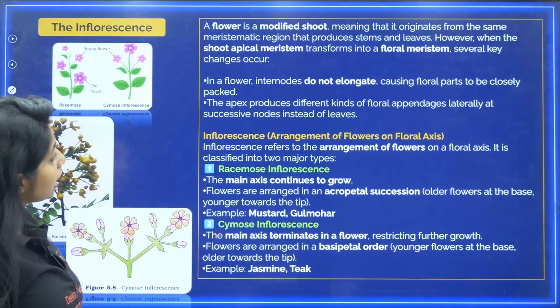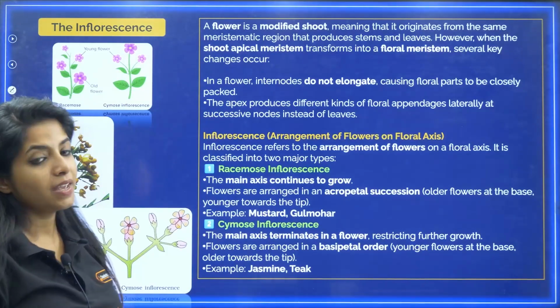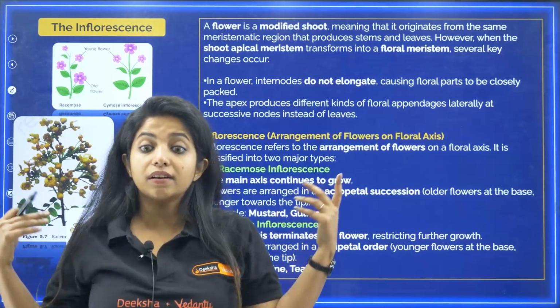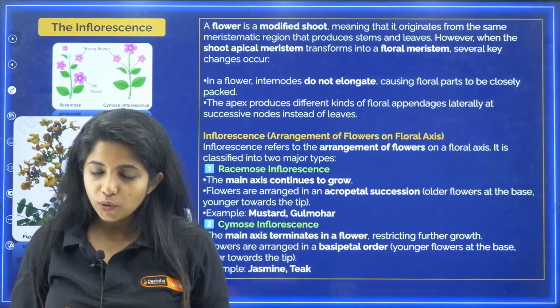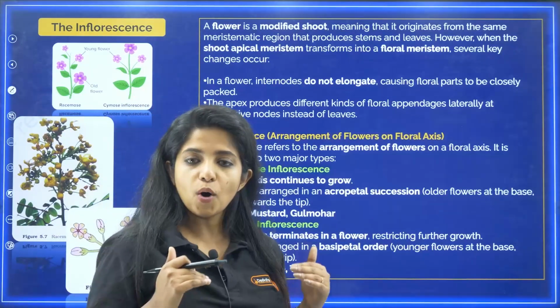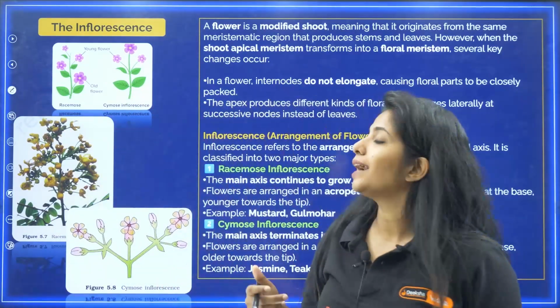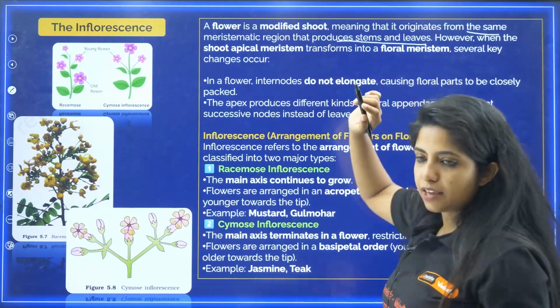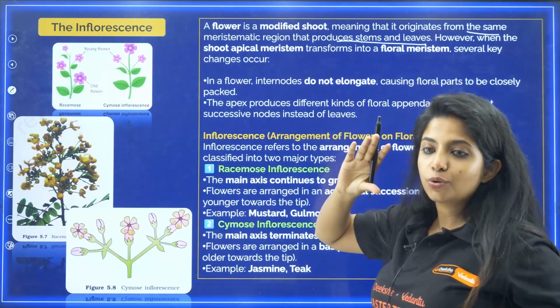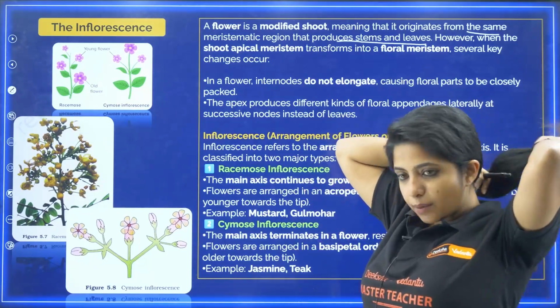Now you have the inflorescence, my dear children. Inflorescence, as in the flowers, how they are arranged. So a flower, you know, is a modified shoot. I hope you know that. A modified shoot, meaning that it originates from the same meristematic region that produces stems and the leaves. So where did we get the stems and the leaves from? The shoot apical meristem, right? From them only we get what?